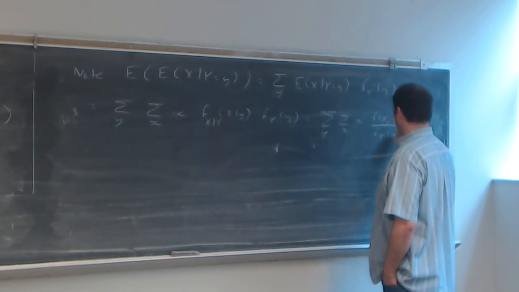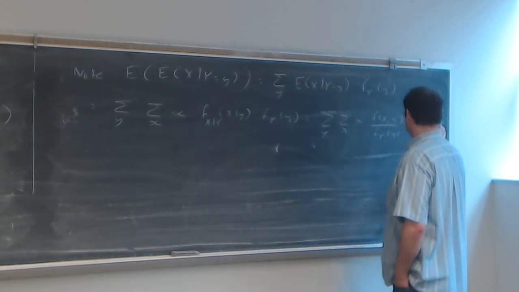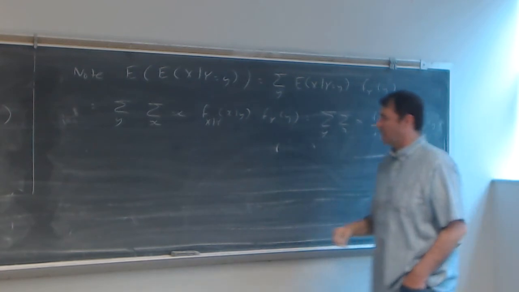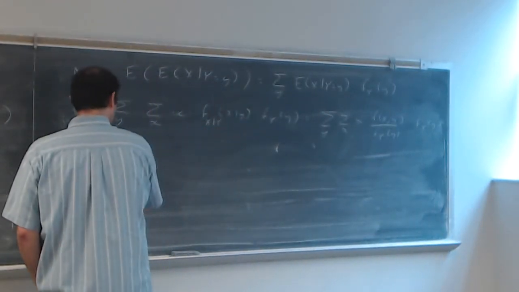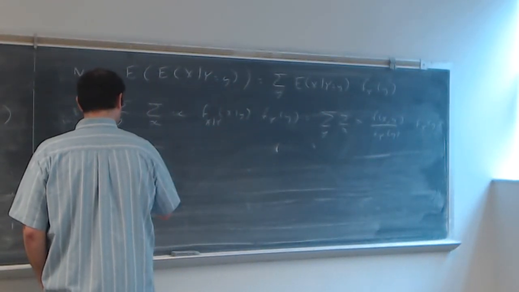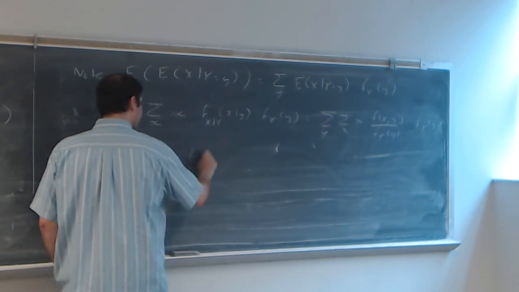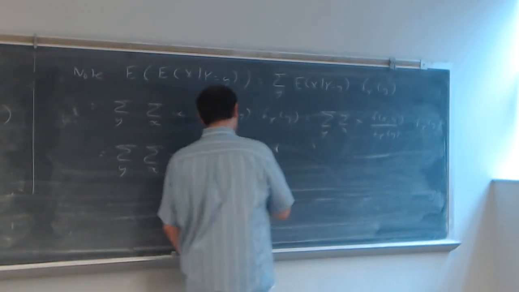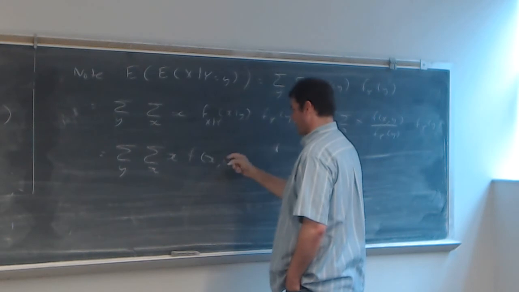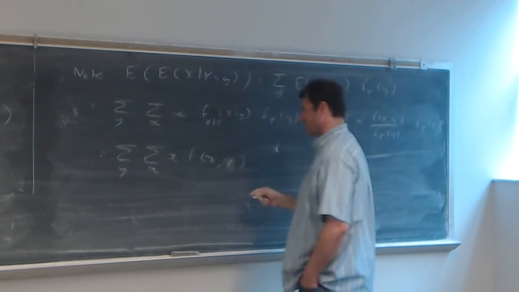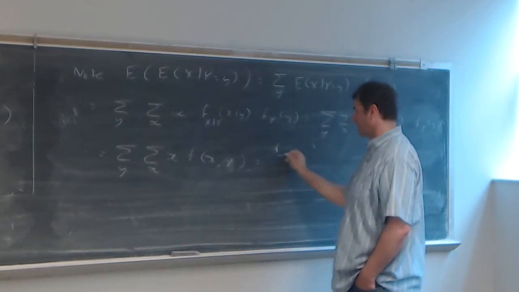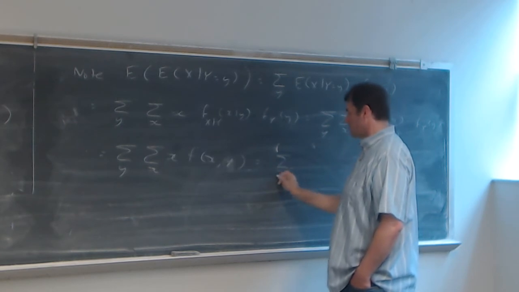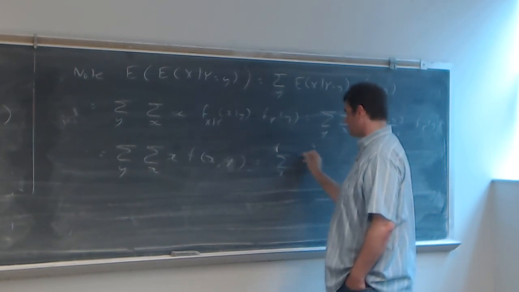Over f sub y of y times f sub y of y. Well, of course, the f sub y of y's will cancel each other out. And this is the sum over y's, the sum over x's of x times f of x comma y. Now, listen, that is the expected value of x, but I'm going to take my time to show that. I'm going to change the order of summation.